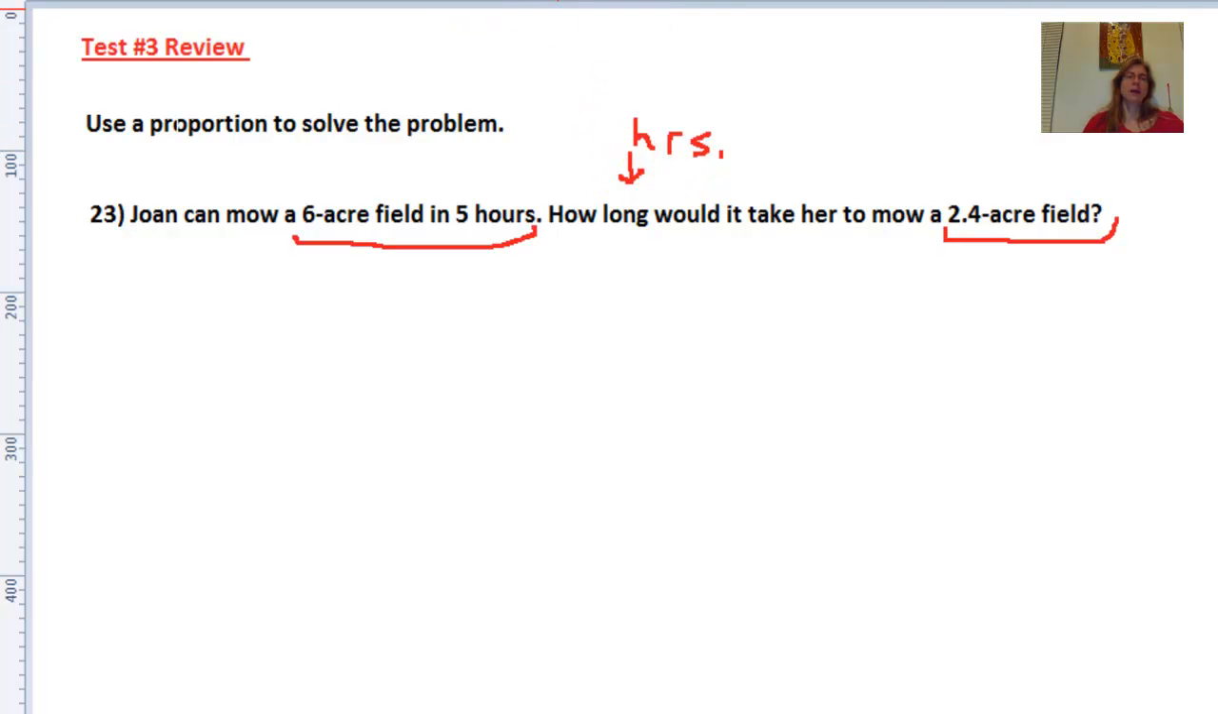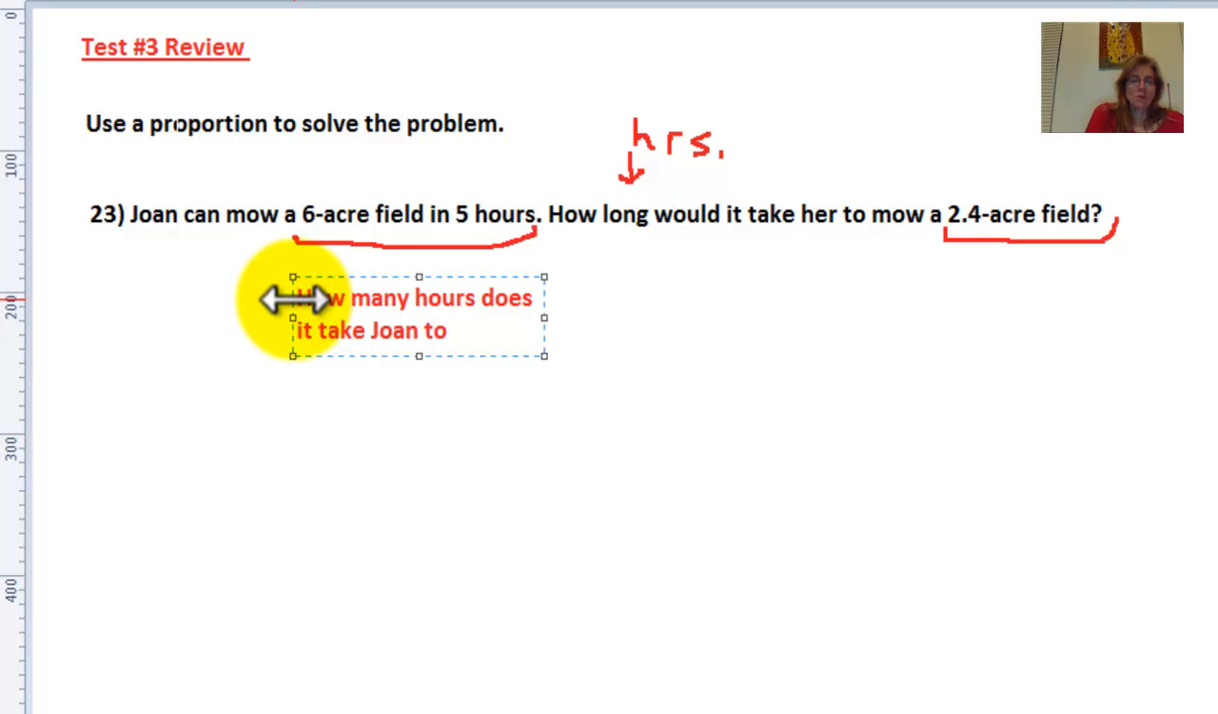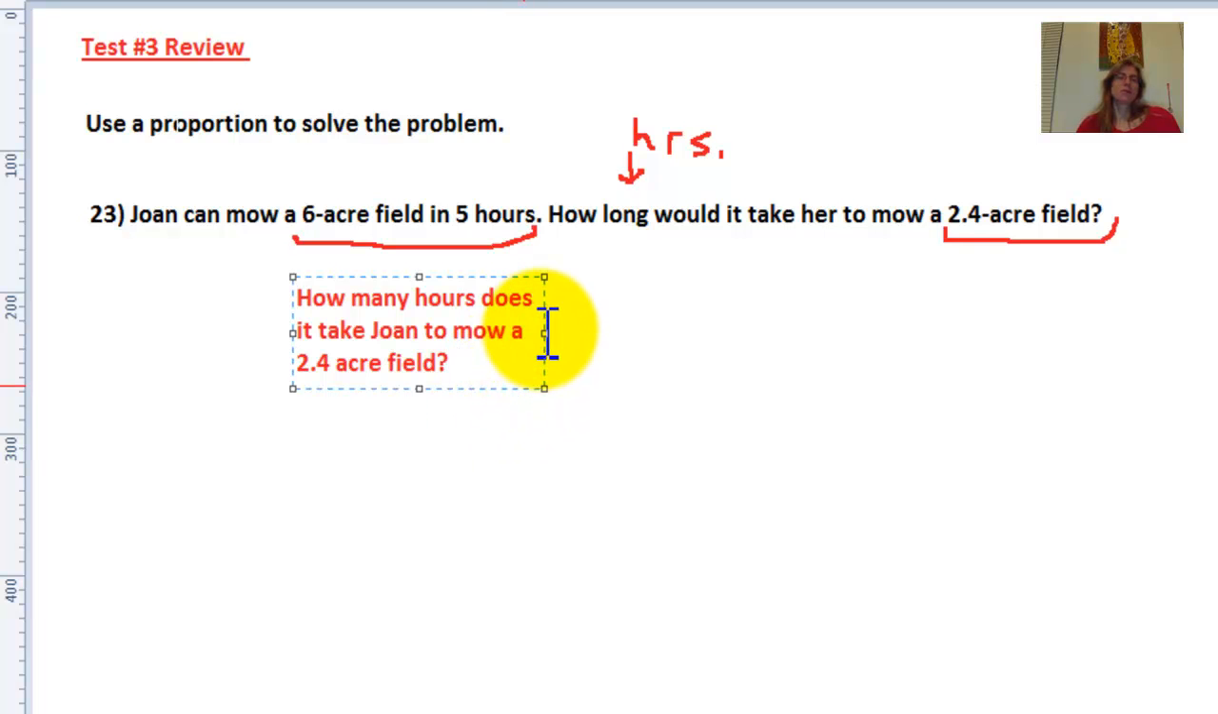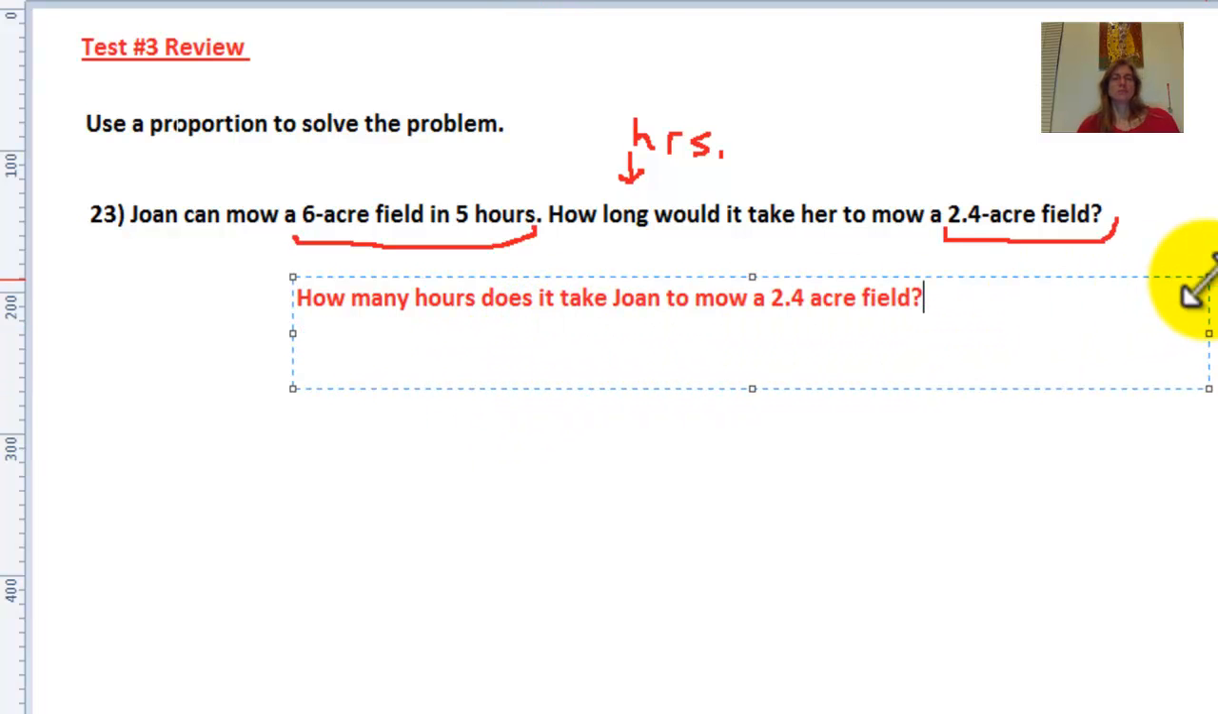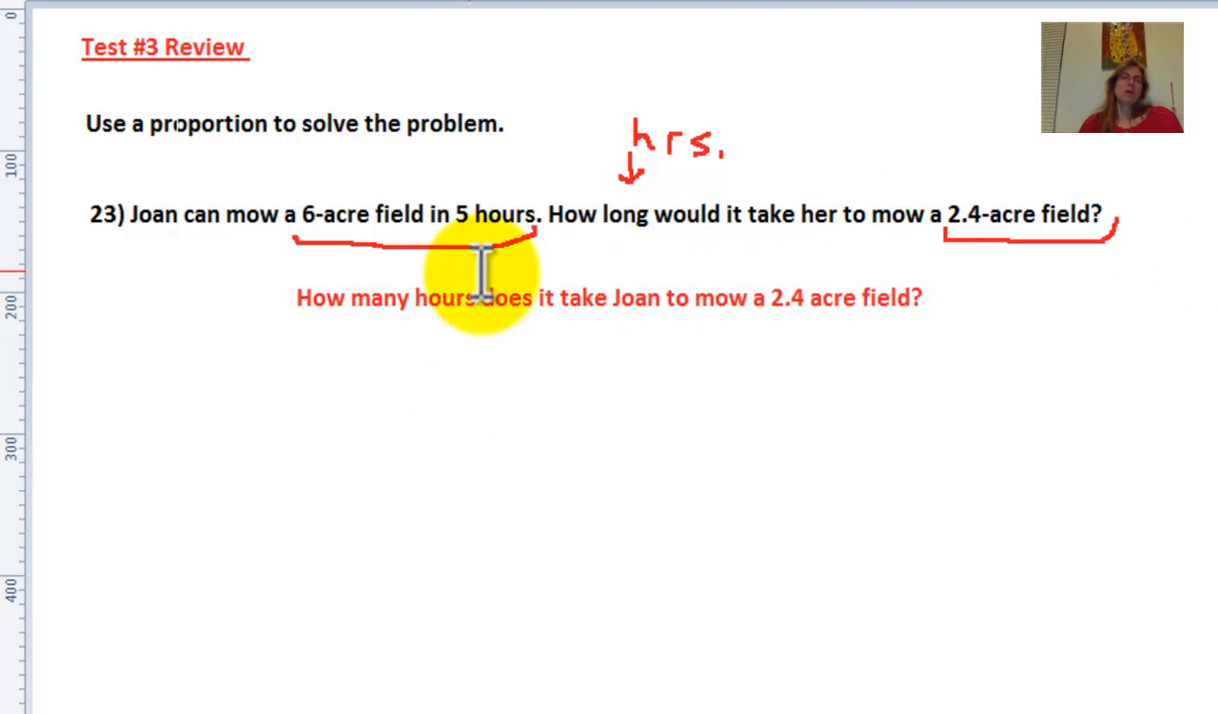So the question that we're being asked is, how many hours does it take Joan to mow a 2.4-acre field? And we're going to set up a proportion to answer this question. We already know that in 5 hours she's able to mow 6 acres. So let's set that up.